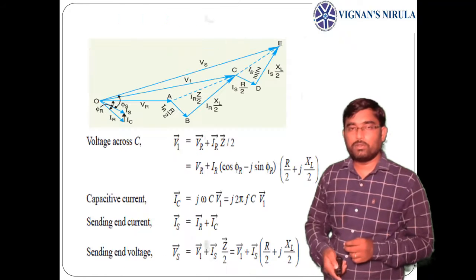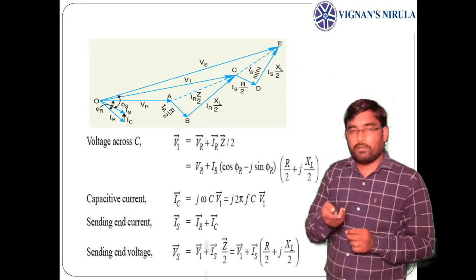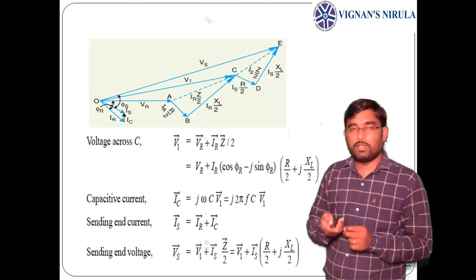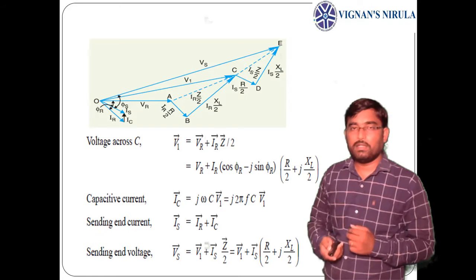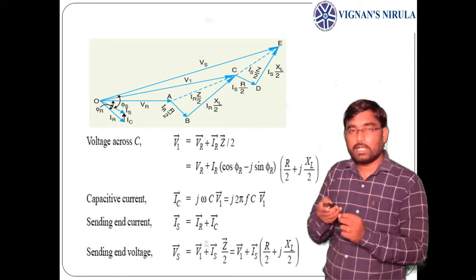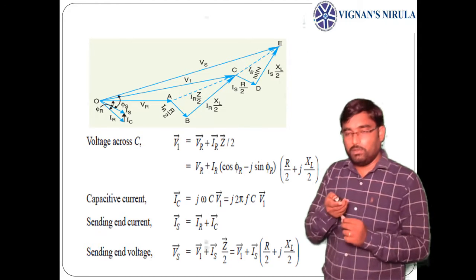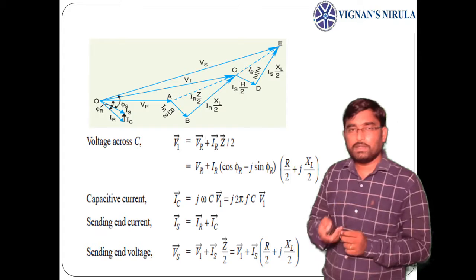So that is what I am going to draw. Now see the phasor diagram. VR plus IR into R by 2. For that, first I need to draw IR. Here I am taking a lagging load. That is why the receiving end current IR will lag the receiving end voltage VR by some phi r. In that way, I have drawn this IR.